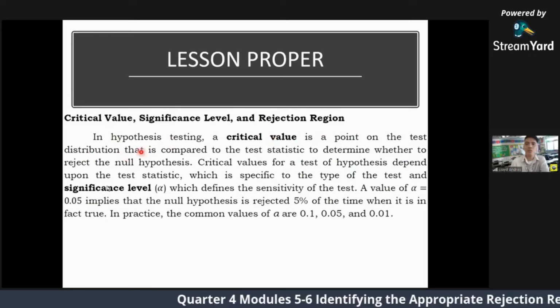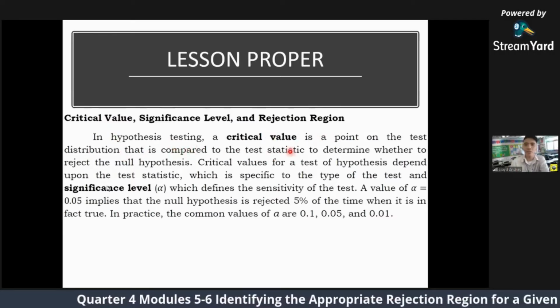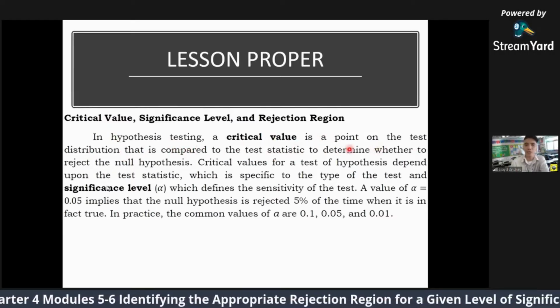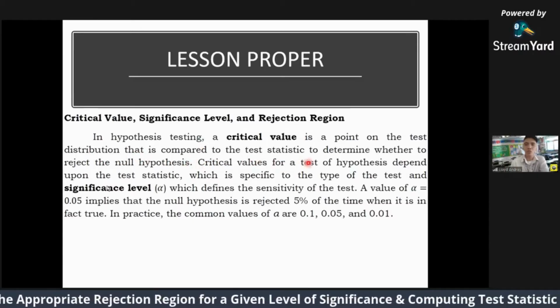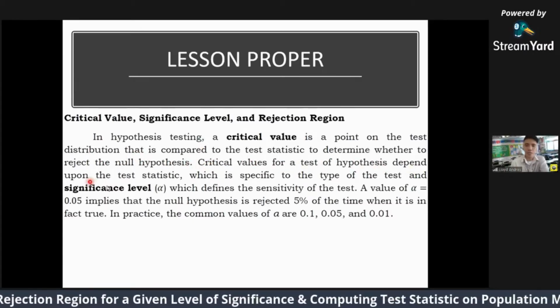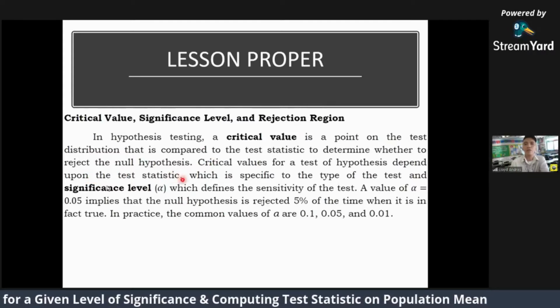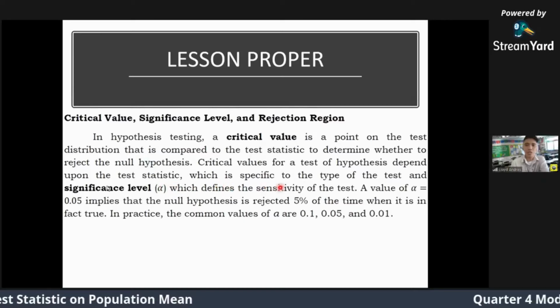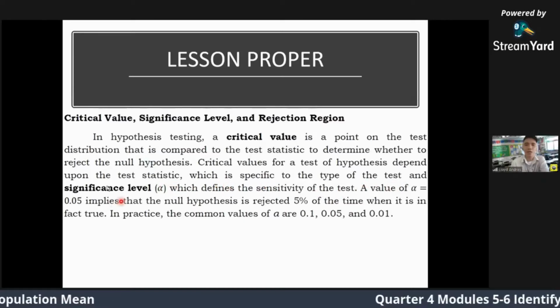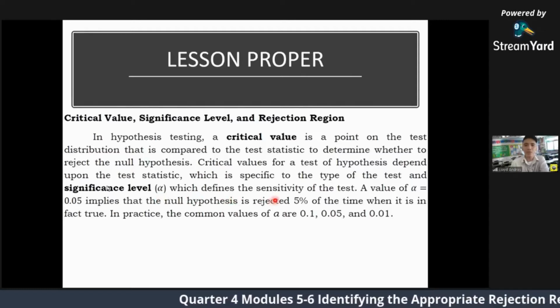In hypothesis testing, a critical value is a point on the test distribution that is compared to the test statistic to determine whether to reject the null hypothesis. Critical values for a test of hypothesis depend upon the test statistic, which is specific to the type of test, and the significance level denoted by alpha, which defines the sensitivity of the test.